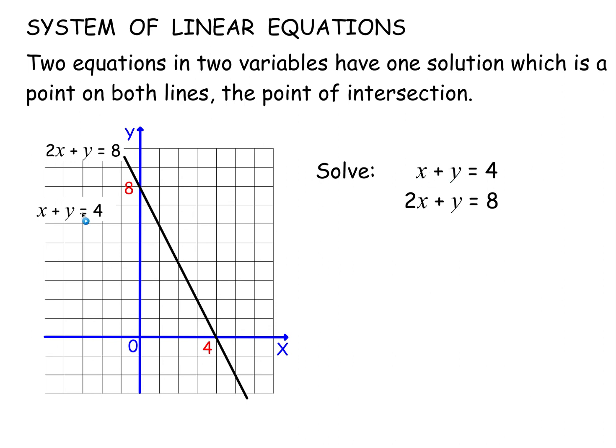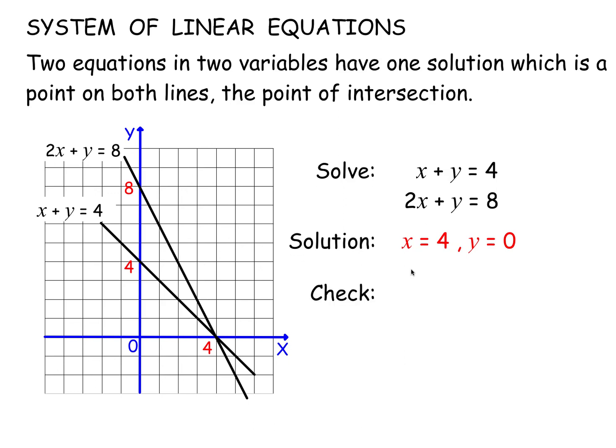Well, there's only one point which will be in both lines, and it's where the two lines cross here at 4, 0. That is the only point that is on both lines. There's only one solution to this equation, and it's the point of intersection, 4, 0. So that's the solution, the point of intersection, 4, 0. Solve this system of equations, and the solution is x equals 4, y equals 0, because it fits both equations.